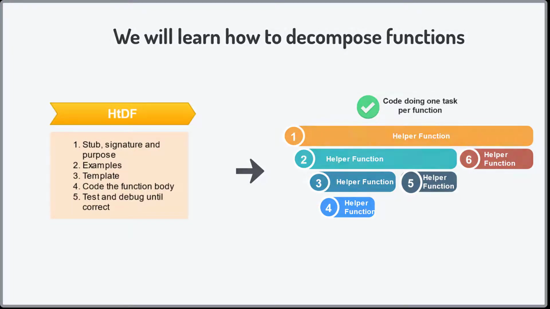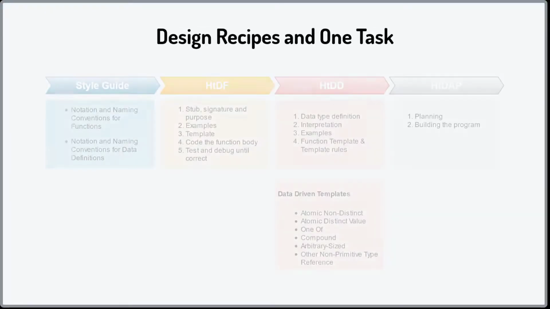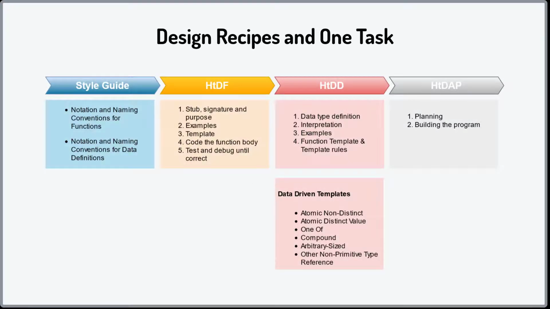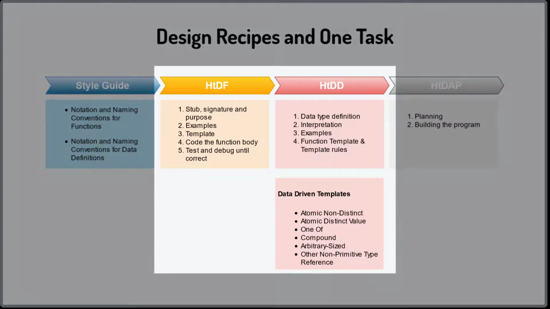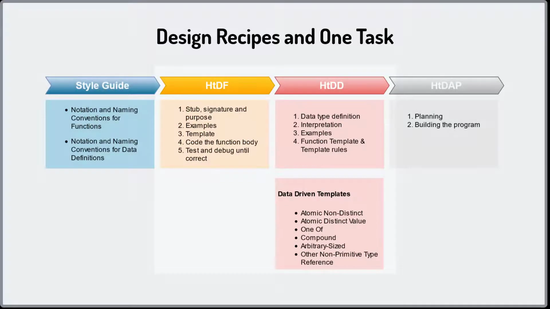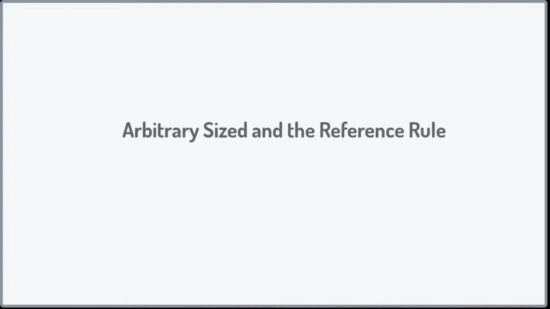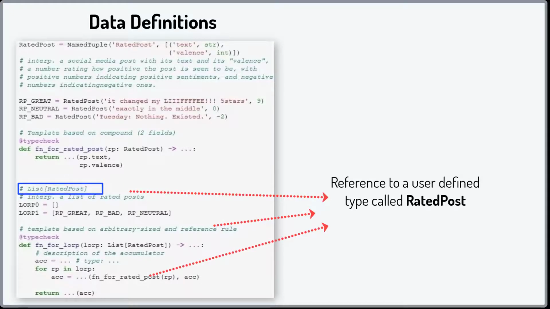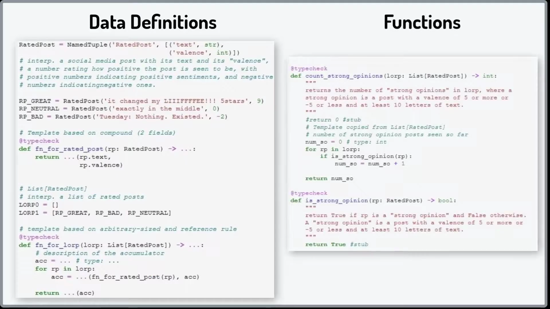As an aside, remember that the design recipes are already helping you break problems into smaller pieces. A function design or data definition design is broken down into multiple steps so that you can focus on one thing at a time. We've already seen one example of breaking down a problem into multiple functions. In the last module, we saw that a reference to a user-defined type in a data type definition leads to a call to a helper function in the template. In this module, we are going to look at further examples of when and how we can decompose a function into multiple functions.